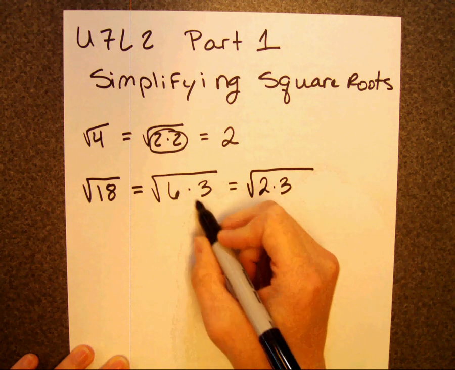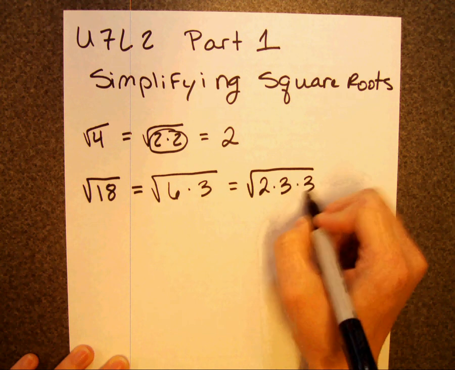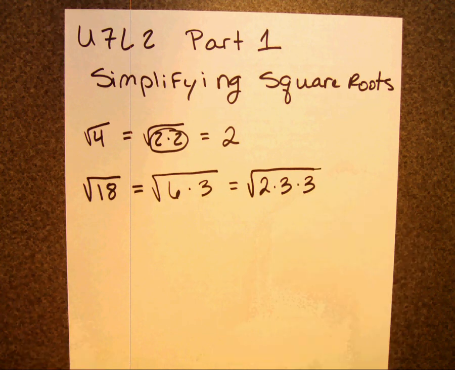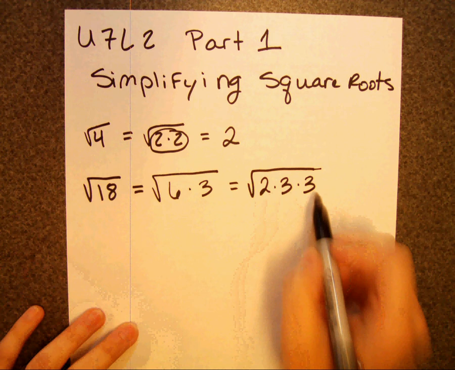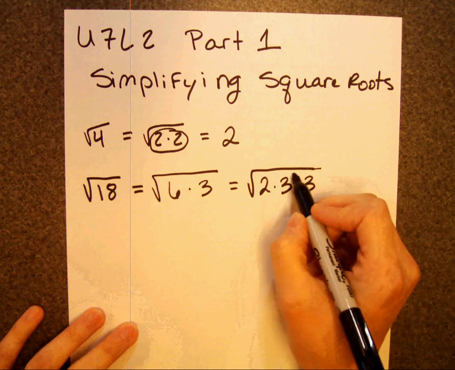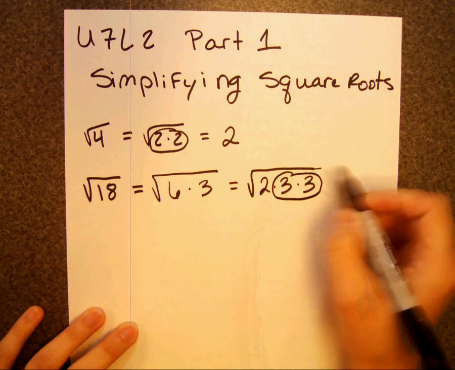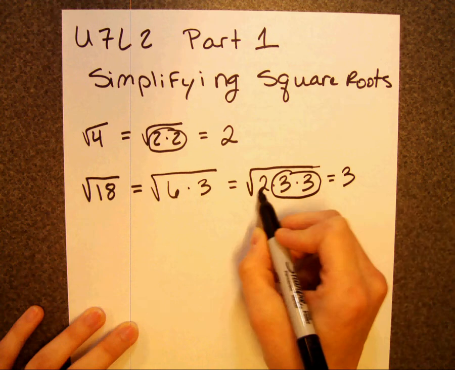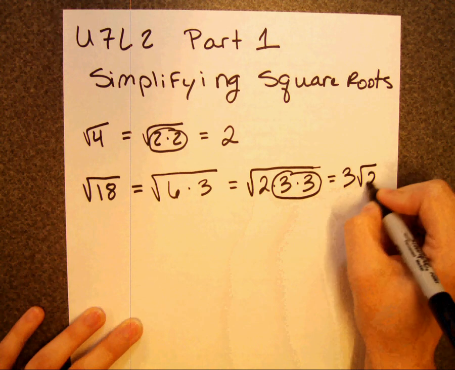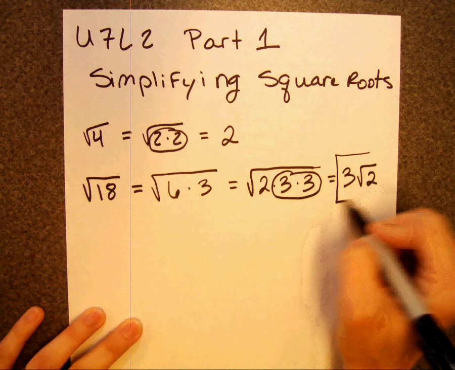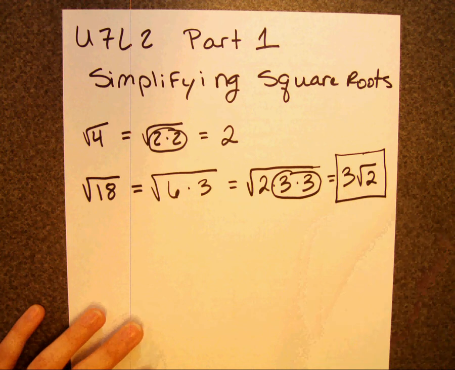This 3 I can't break down any further. And so now that I have it completely broken down to prime numbers, I'm going to look for my pairs. I have a pair of 3's, so I'll pull the 3 out, and the 2 stays inside. And so now we've simplified the square root of 18.